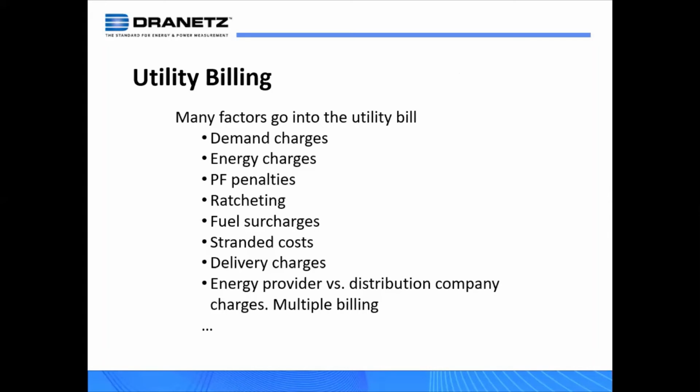Let's talk about utility billing, because there are many factors that go into the utility bill. Of course, you have the two main contributors, which are demand charges and energy charges, but you also have power factor penalties. If you're being penalized for poor power factor, you will incur power factor penalty charges. There's such a thing as ratcheting. There's fuel surcharges. And then you have other costs, delivery costs, and things of that nature.